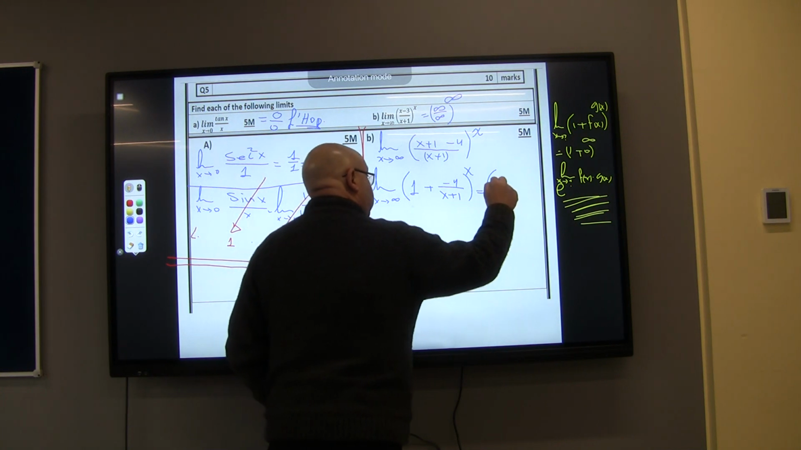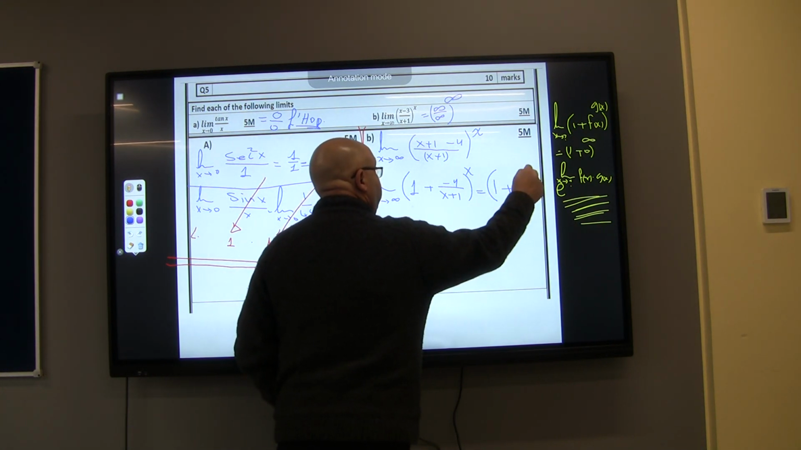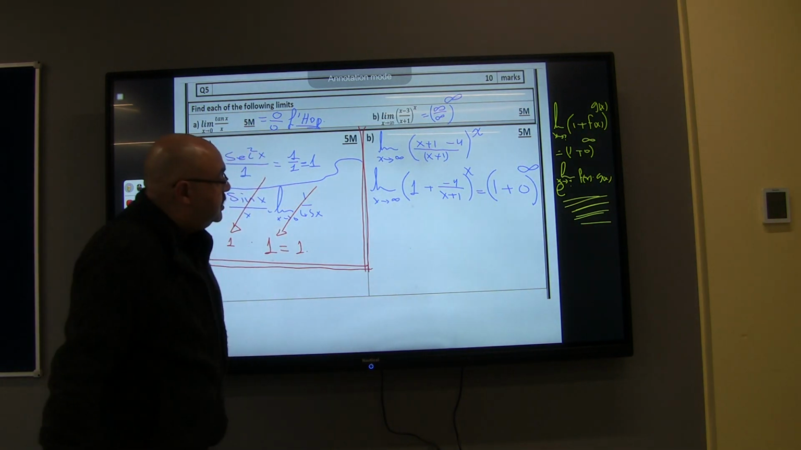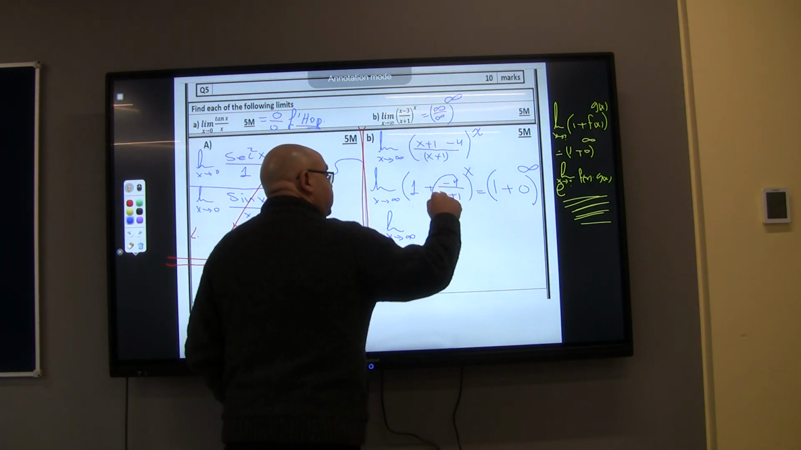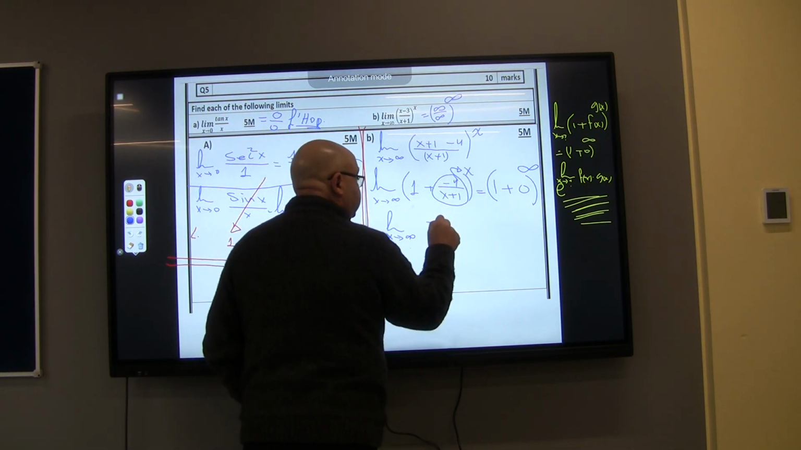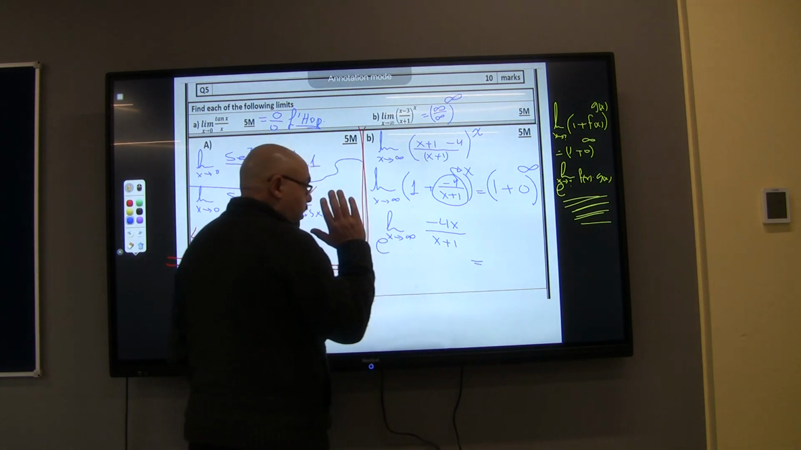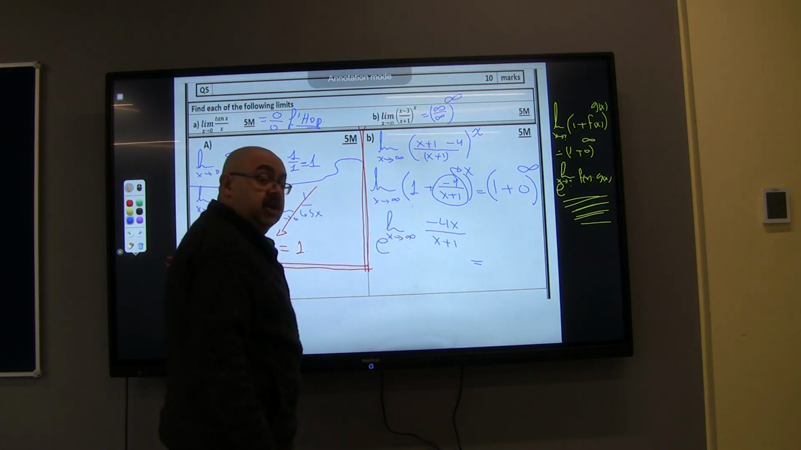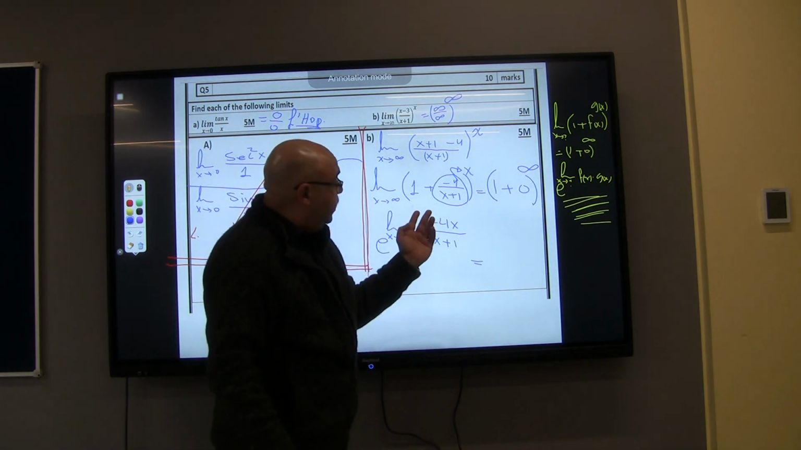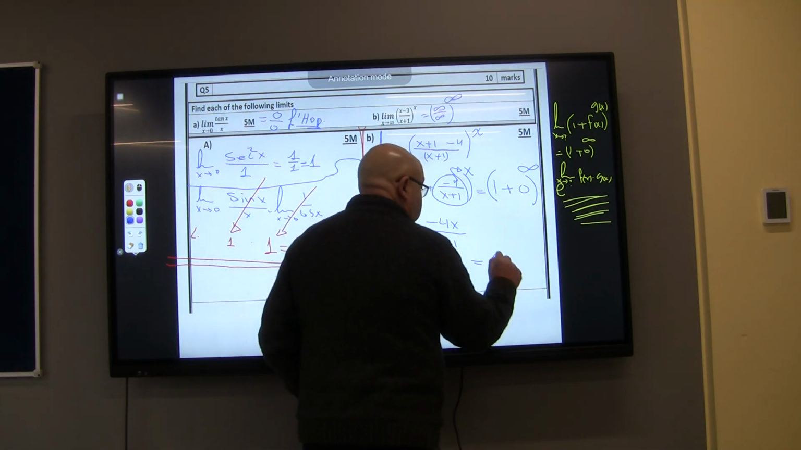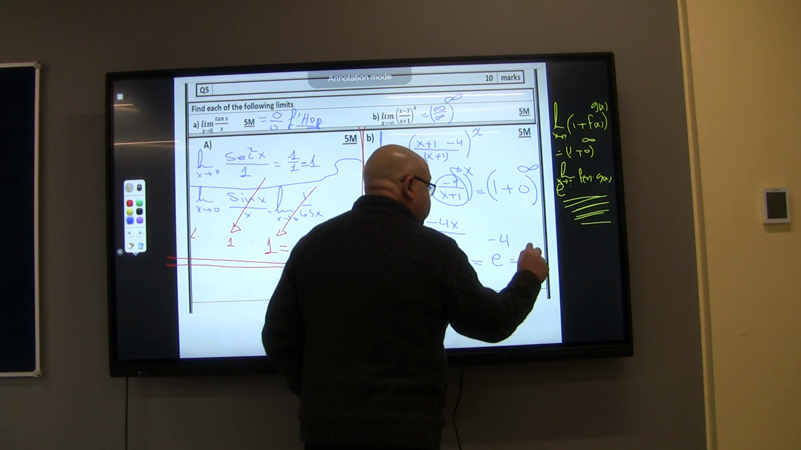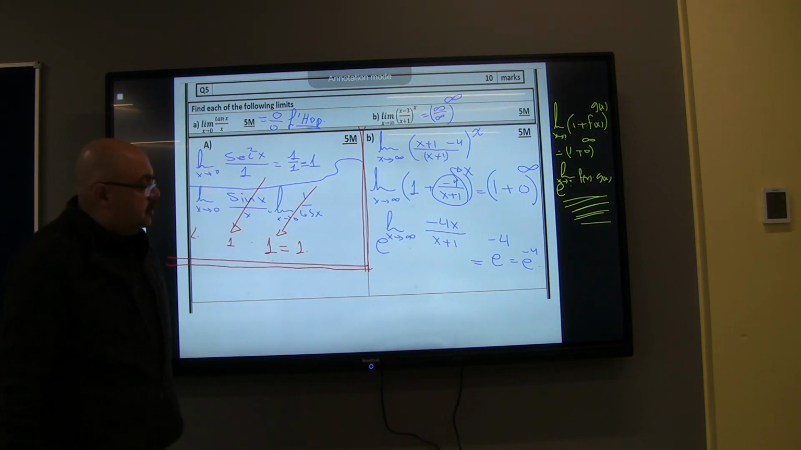If you start substituting, it's going to be 1 plus 0 to the power of infinity, which is simply going to allow you to use this law: e to the power of the limit as x tends to infinity, start multiplying f of x by g of x. So simply it's going to be negative 4x divided by x plus 1. It's infinity over infinity, so dividing both the numerator and the denominator by the highest power that exists in the denominator, which is x, you will have e to the power of negative 4, and this is your final answer. It's going to be e to the power of negative 4.